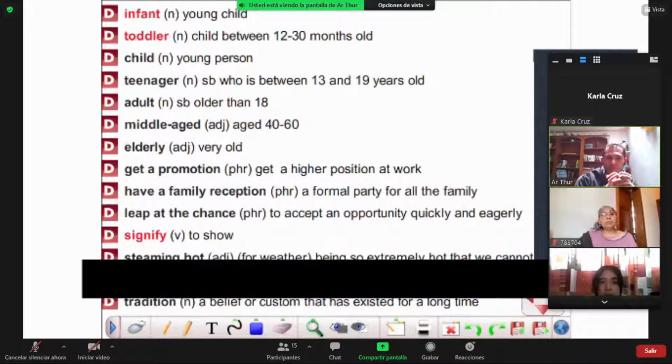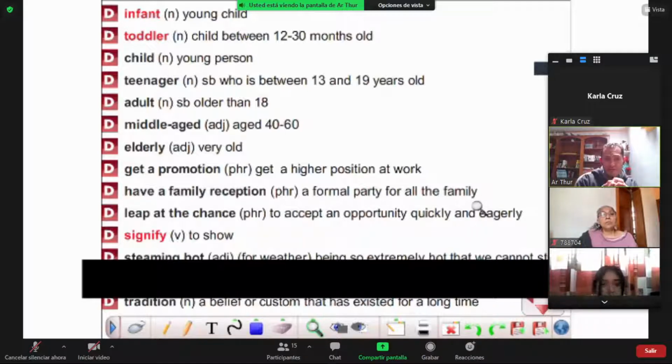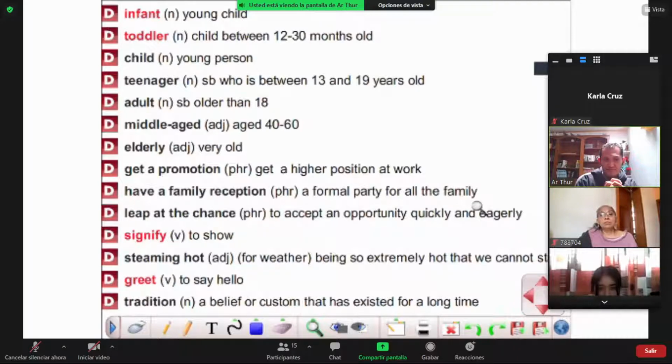Infant, toddler, child, teenager, adult, middle-aged, elderly, get a promotion, have a family reception, live at the chance, signify, steaming hot, greetings, and tradition. A new vocabulary, girls and boys. Infant, it's a baby, as you could hear.